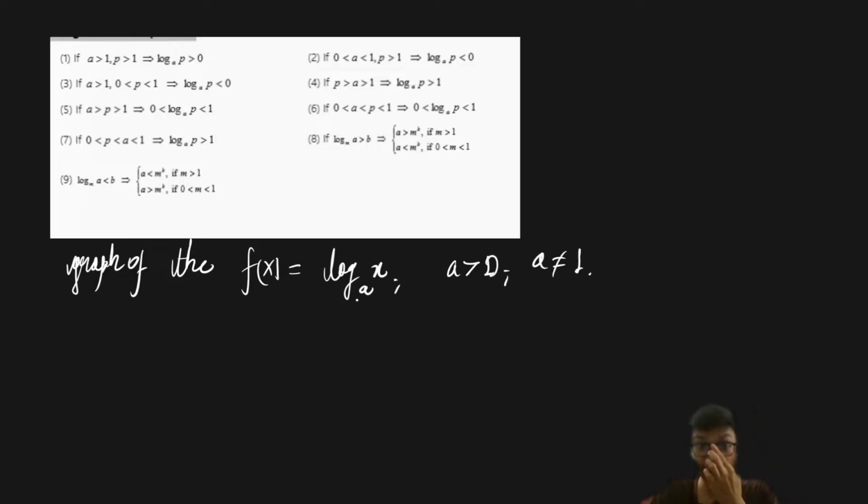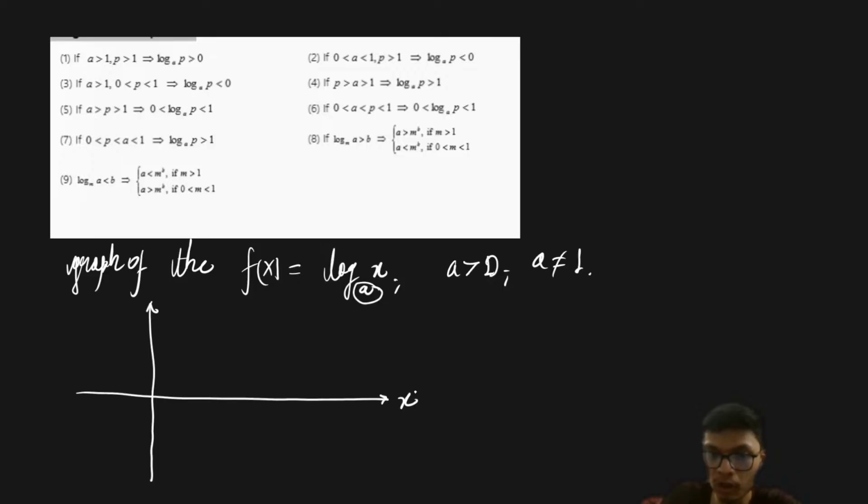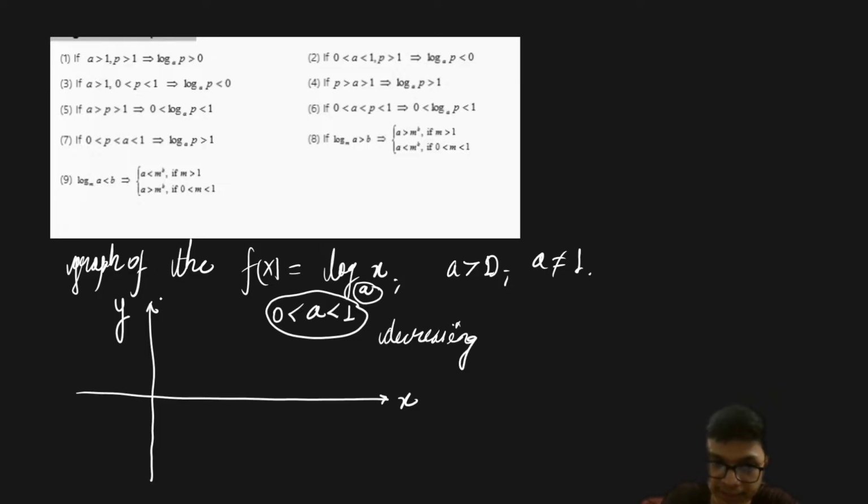Now, depending upon the value of this base, you will see that the graph is different. Let us take two cases. First, when a is lying between 0 and 1. When the base is between 0 and 1, it is a decreasing function, which is very obvious from the exponential graph of the function, right? So it is a decreasing function, and the graph of the function will look like this.